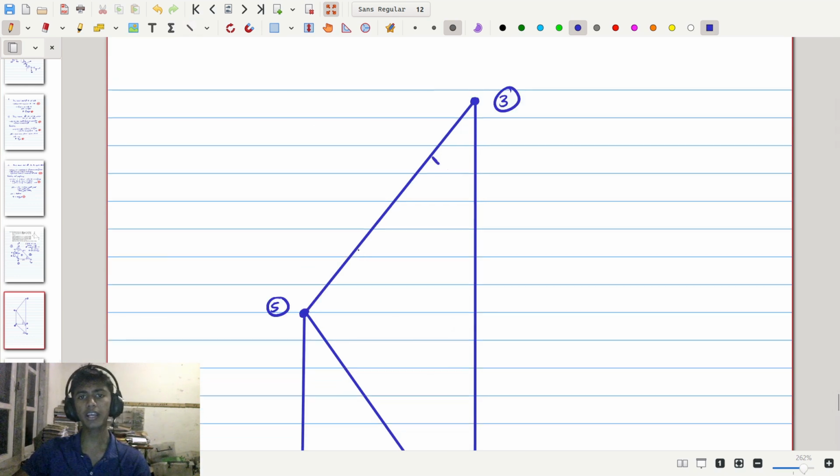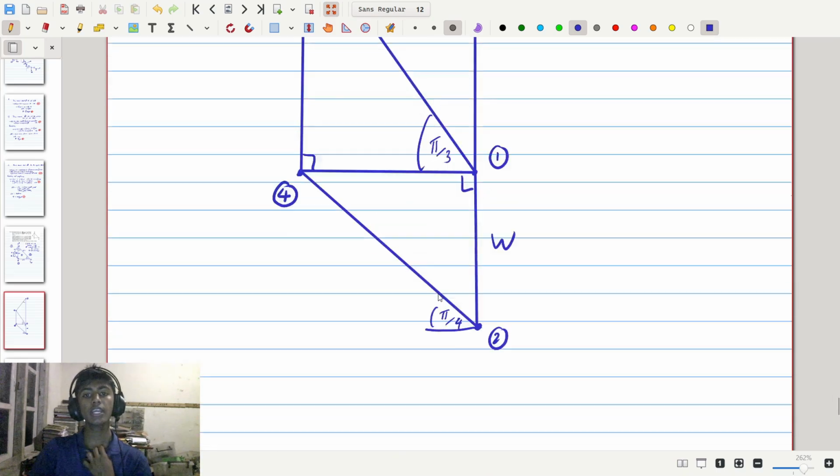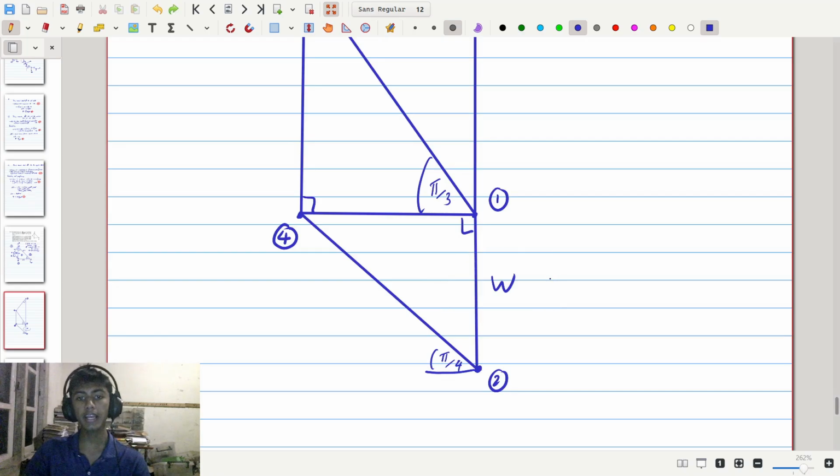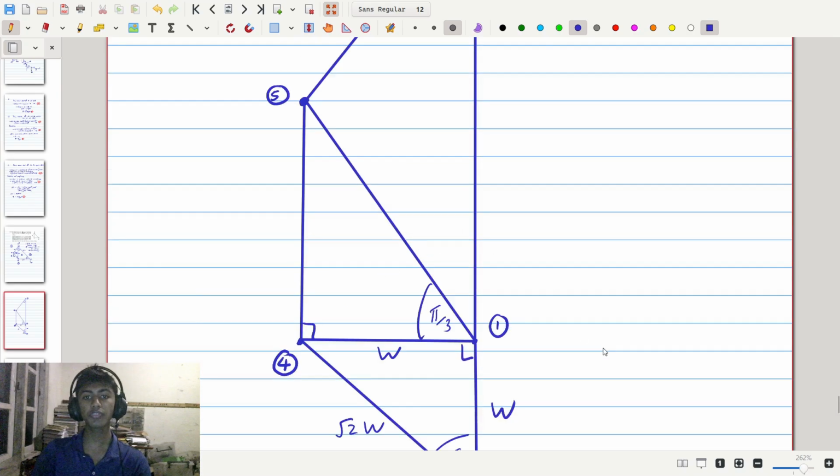So considering this angle here, the angle here was pi by 6. Going down, we can see if this length here is w and the angle here is pi by 4, then the length here is also w. This is root 2w since we have pi by 4 here. Considering the rest of the angles and lengths, if this is w and this angle here is pi by 3, then the tangent of pi by 3 is equal to root 3, and therefore this length divided by w is root 3, and therefore this length is root 3w.